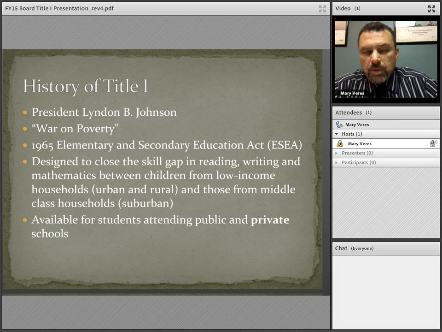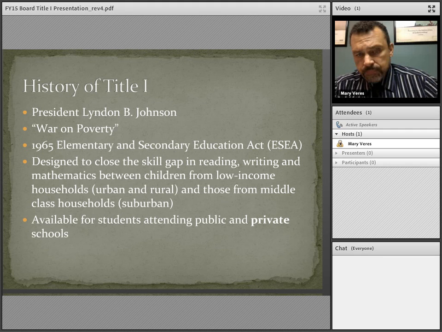So the Title I money was designated to help close the skill gap in reading and writing and math between the students who lived in the rural areas and those in the suburbs. And it's important to note that this money was to be used for public and for private schools, even though it's the public schools that monitor the money. And as we do at Sunnyside, we monitor the child's money that goes to the private schools as well.